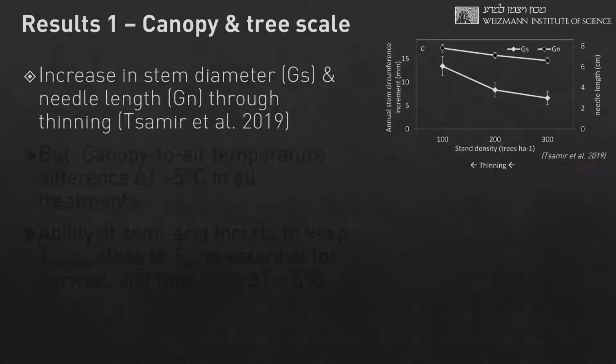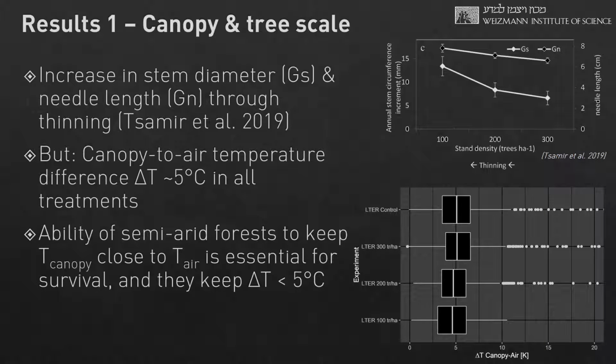In terms of results, in 2019, Samir et al. already showed an increase in stem diameter and needle length through thinning, something that shows an additional growth. But this comes in contrast to our measurements on a Lidar system that didn't show an increased tree height or even canopy size. Now, additionally, our measurements show no difference in canopy to air temperature between the different treatments. Both of them remain within 5 degrees Celsius of the air temperature.